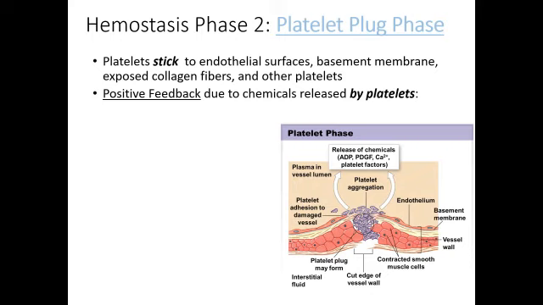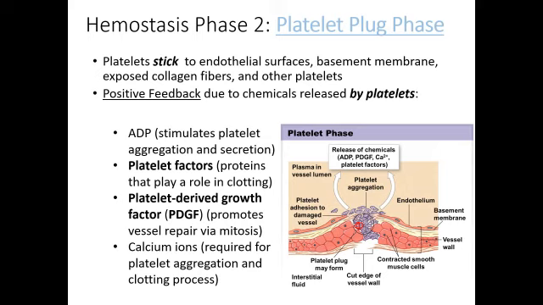This is one of the great examples in our body of positive feedback. This is an emergency situation. We need to plug the hole, stop the blood from leaving our blood vessels. As soon as some of these platelets stick to the exposed collagen or to each other, they are going to start releasing their own chemicals. Remember that platelets are chock full of whatever was in the megakaryocytes. Here we get to actually see what was in those megakaryocytes.